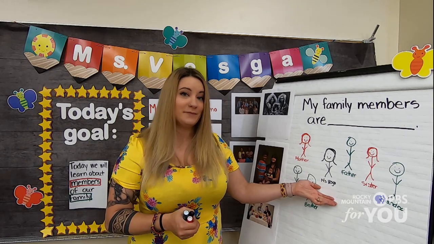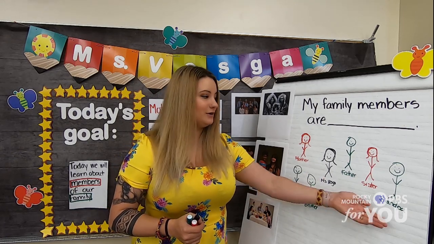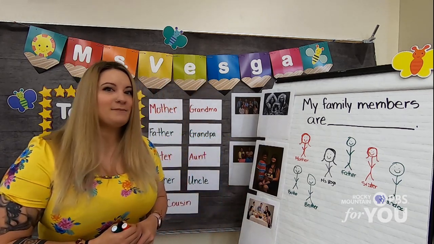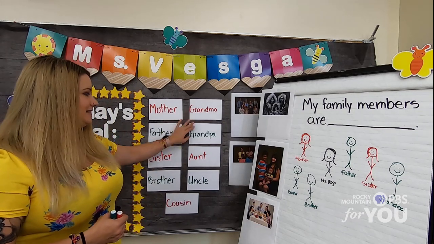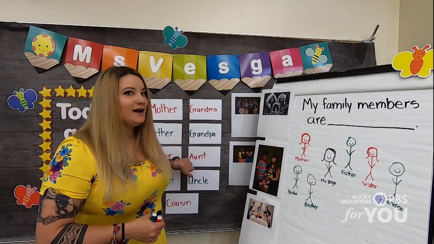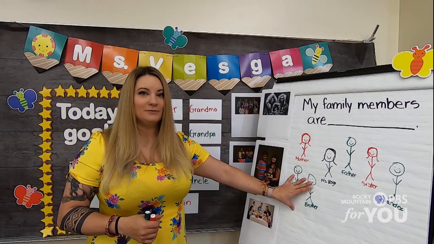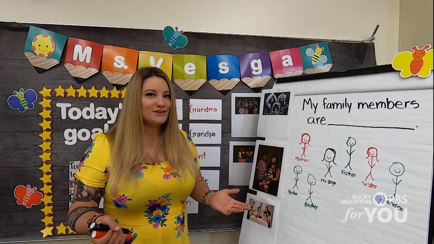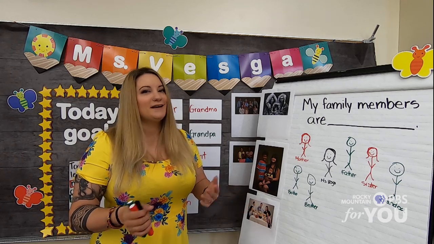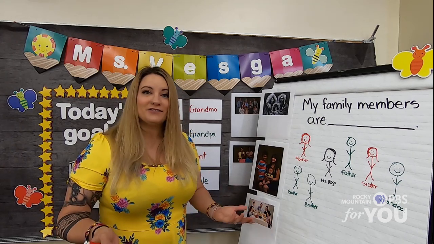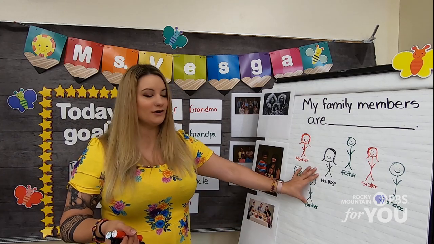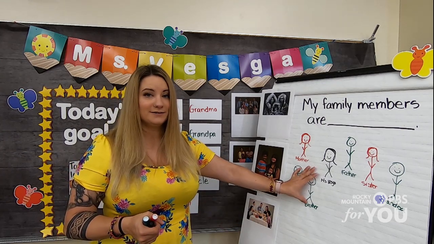It's your turn. If you have a grandpa, draw a picture of your grandpa and label it with the word grandpa. The next family member on our list is aunt. I do not have an aunt in my family, so I will not draw her on the board. Do you have an aunt in your family? That's awesome. If you have an aunt in your family, make sure you draw her on your paper.